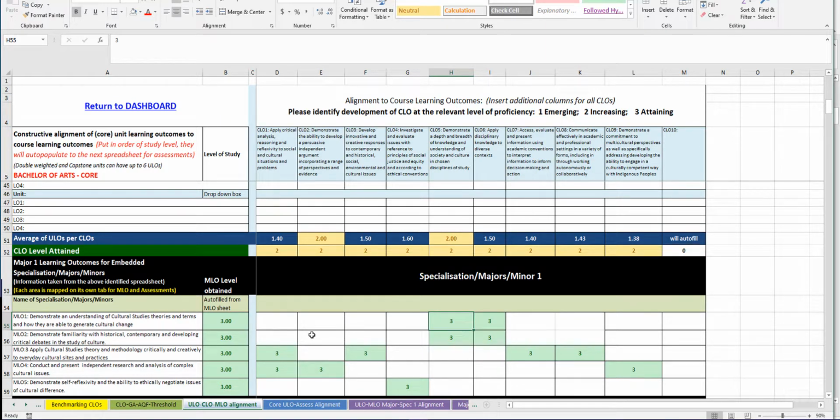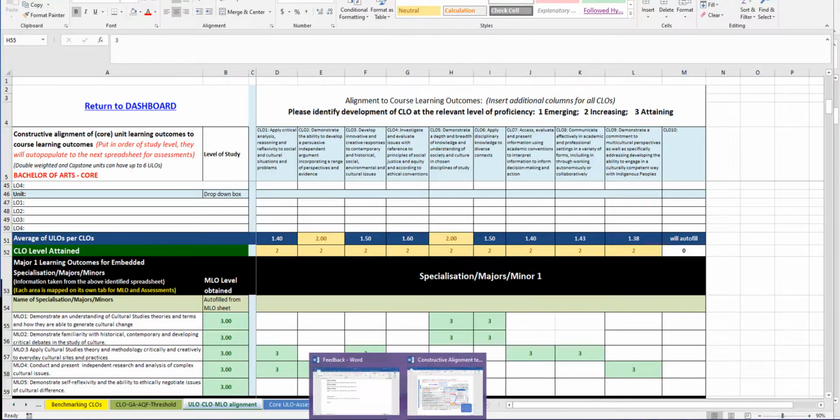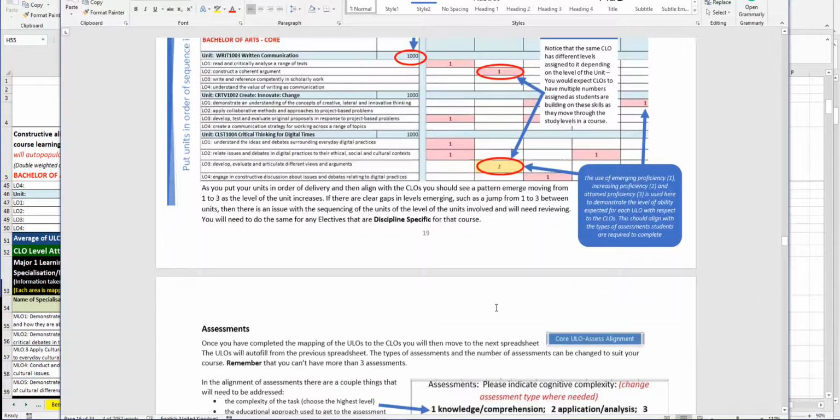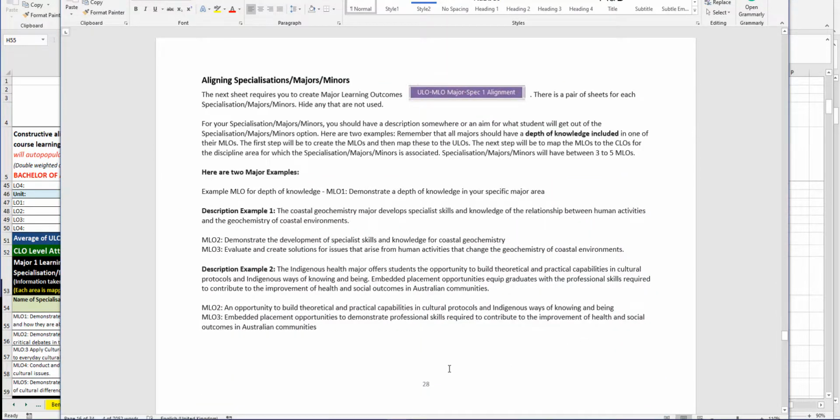All right, so we've now covered your course learning outcomes and your major learning outcomes and mapping your unit learning outcomes to your course learning outcomes and mapping your major learning outcomes back to your course learning outcomes once you have mapped. And if you look in the directions, you'll see that this is your course learning outcomes. Okay, and on page 28, we have aligning specialization majors and minors, so that's this tab right here. So we're going to do those first, and that's why I've gone through them before we tackle assessments.